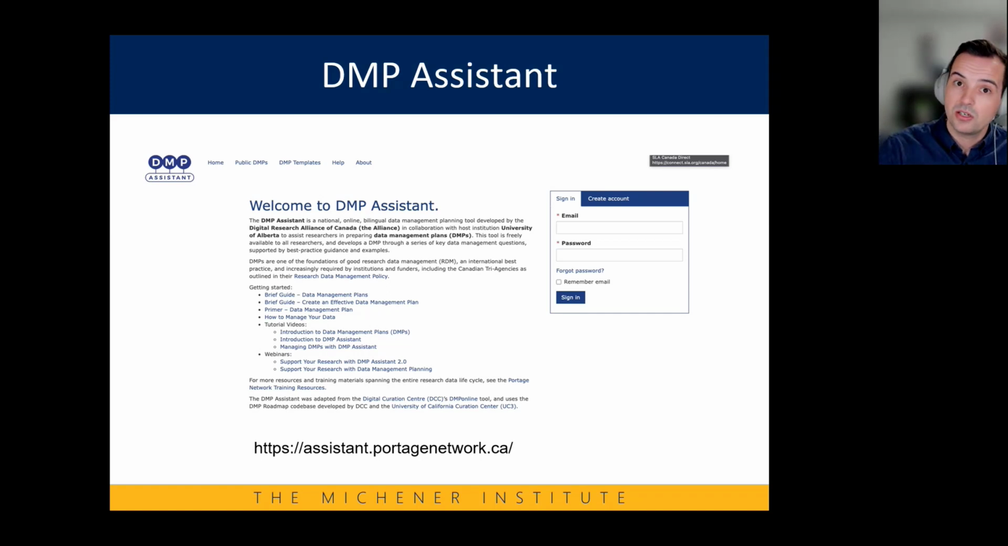Now, one of the things I do want to cover here is you do need to create an account. It's completely free, but in the creation of an account, you need to select the institution that you belong to. Michener and UHN are not in those lists yet. What I did, and what I would recommend anyone do, is I selected the University of Toronto, or whatever institution I felt best reflected my institution, because it's in close proximity, obviously, and I just used their DMP.